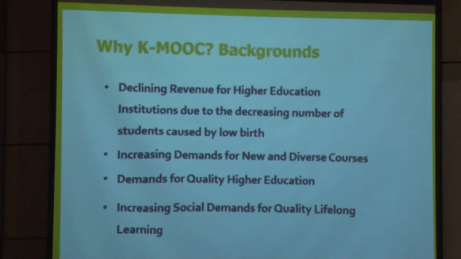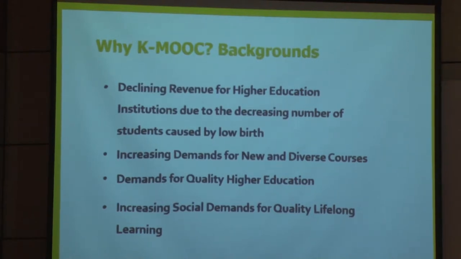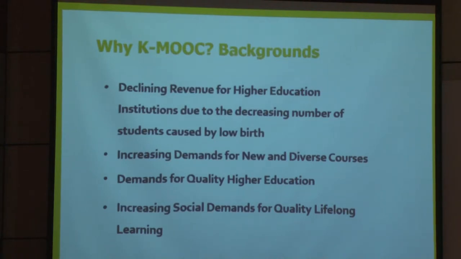And now let's turn to why K-MOOC. I will introduce some backgrounds for the introduction of K-MOOCs. First, declining revenue for higher education institutions due to the decreasing number of students caused by low births in South Korea. Now I think the birth rate is around 1.2 persons, quite low. So it causes lots of problems for the higher education institutions' revenue.